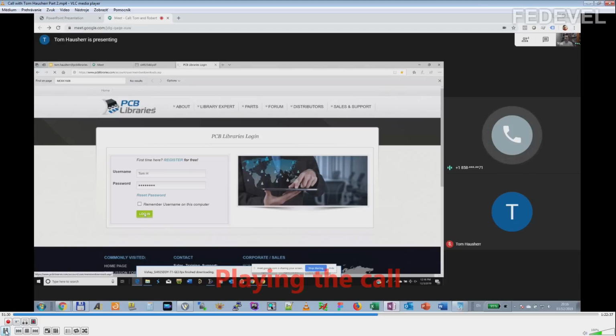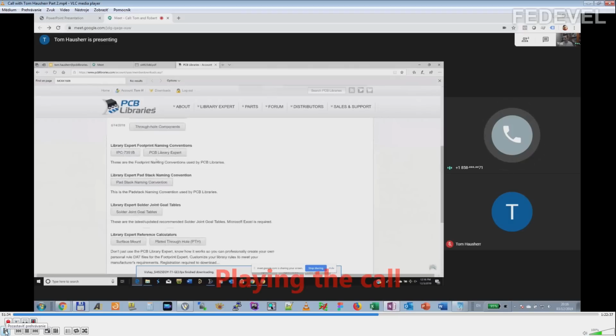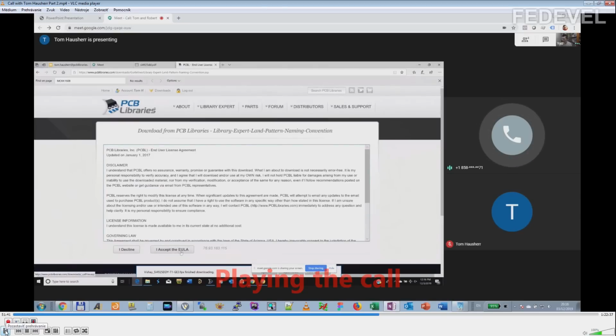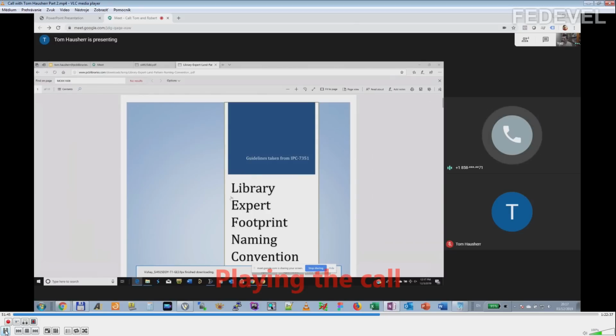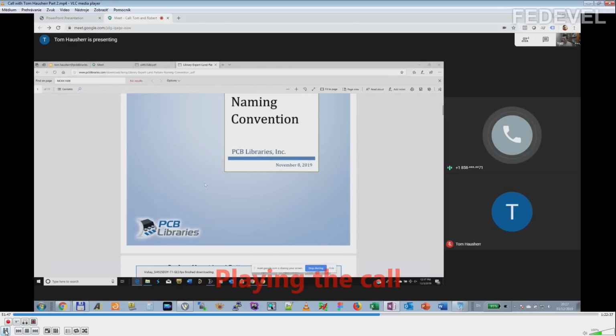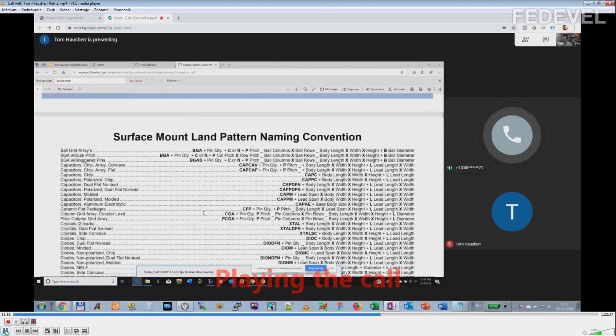Now I'm going to log in. I go to downloads and I log in, and then here are all the documents right down here. Here's the footprint naming convention. Okay, so let's go ahead and grab it. This is for Library Expert, and then they have IPC-B or whatever. They don't, because C doesn't exist, so we couldn't put C on there. So anyway, I got the document here, and what we'll do is scroll up really big so we can actually see it.